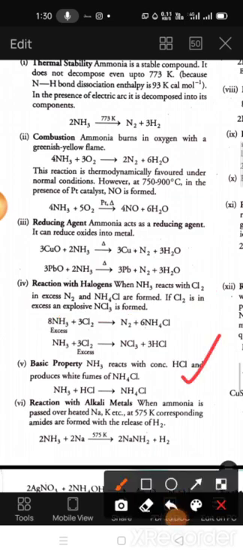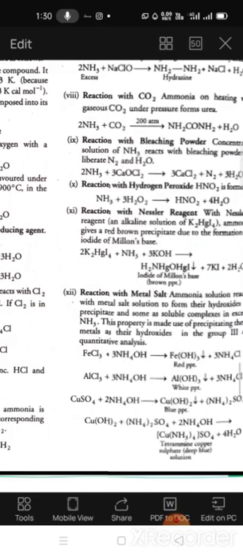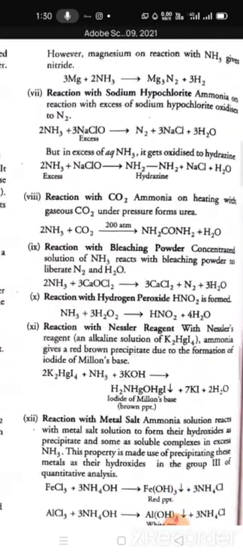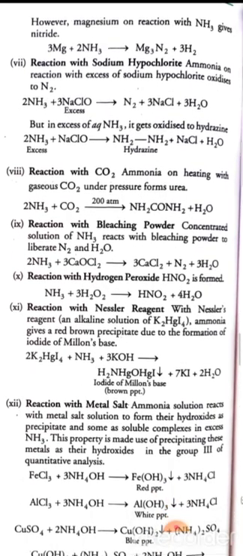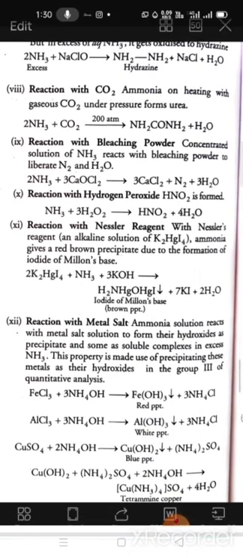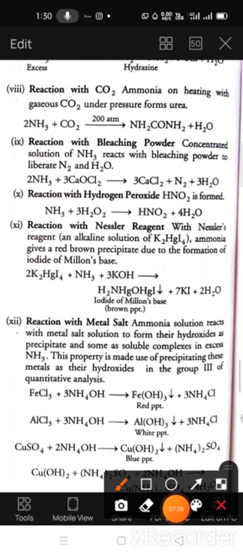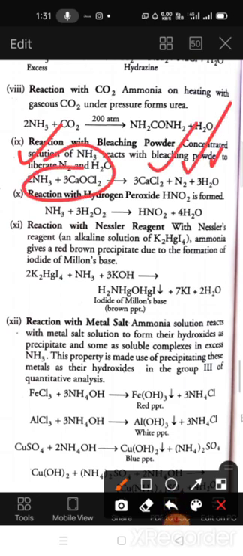Reaction with alkali metals. Alkali metals like Na. When ammonia reacts with alkali metals at 575 Kelvin, it will form NaNH2. It is called sodium amide. Now, reaction with sodium hypochlorite and reaction with carbon dioxide. When ammonia reacts with carbon dioxide, it will form urea at 200 atm pressure. Reaction with bleaching powder: when ammonia reacts with bleaching powder, it will form CaCl2, N2 and water.